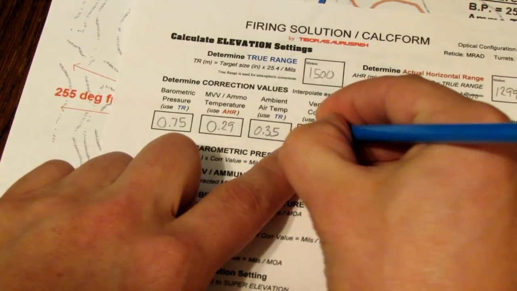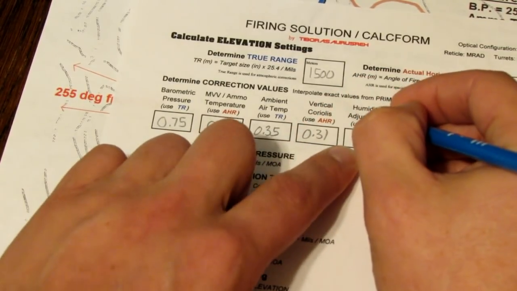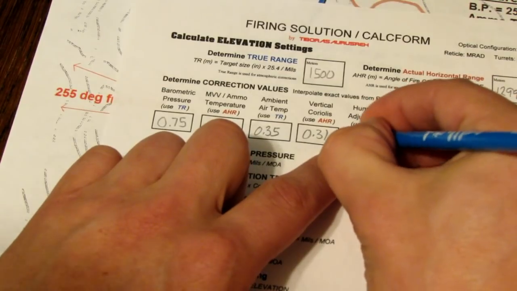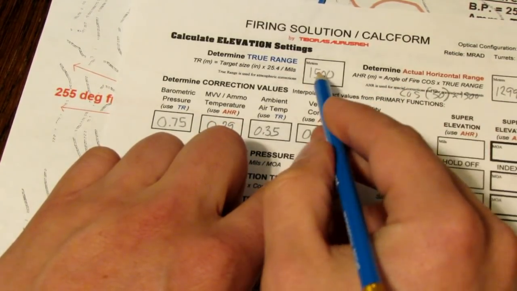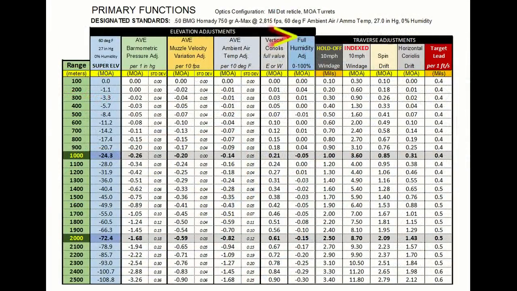And that's going to be 0.31 according to our primary functions table. And our humidity adjustment is another atmospheric constant. So we're going to use the full true range. That's how much air we're fighting through. At 1,500 meters, that's our correction value for that.